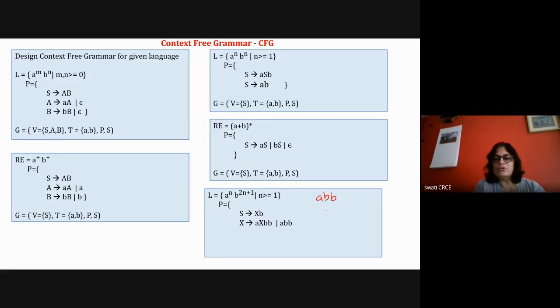For n is equal to 2, your string will be double A and then double A, double B and one extra B. Similar to that, for triple A, triple B, n is equal to 3, it will be triple A, triple B and one extra B. So one extra B is always there. So it is generated in the first rule only. S is equal to xb and the last b is generated already. And then you solve for x.